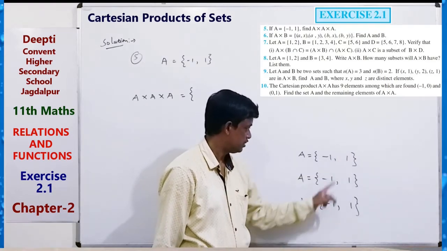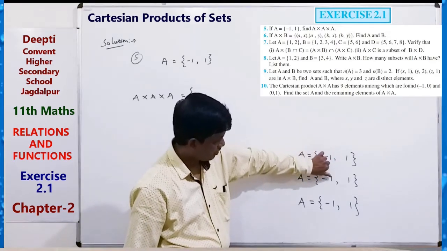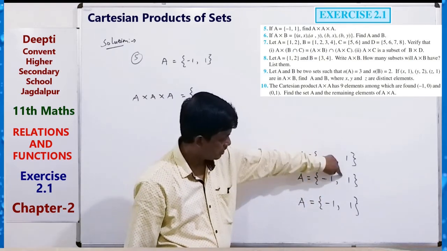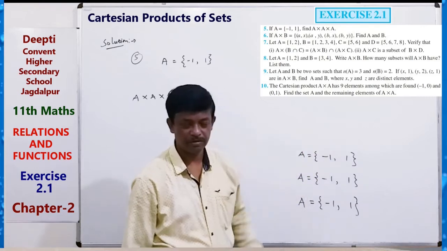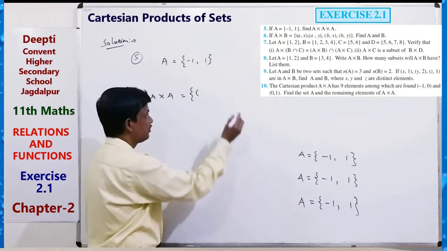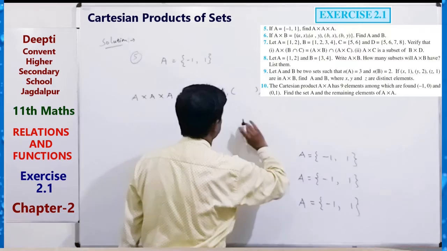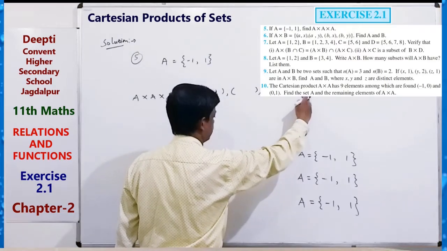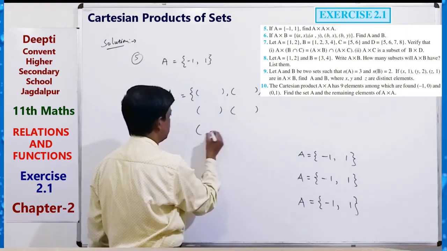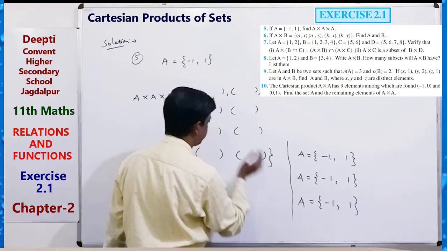Similarly, take the first element, take this and this, all elements the other. Take this and this, then all elements. Similar for -1. So how can we write? How many elements are there? 8 elements. Okay, 8 elements you have to write.